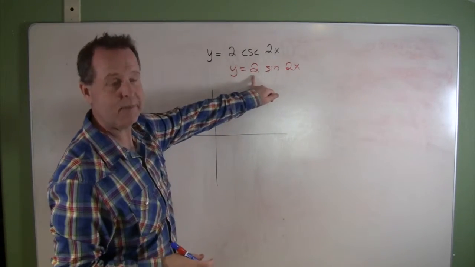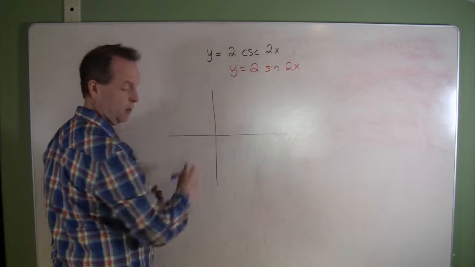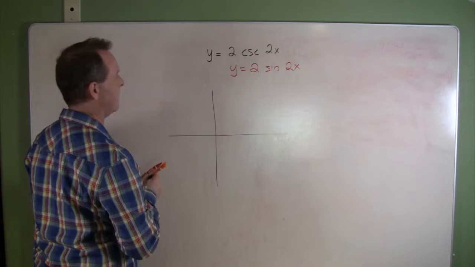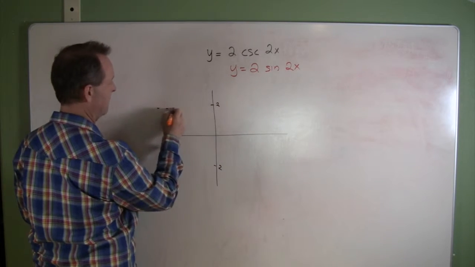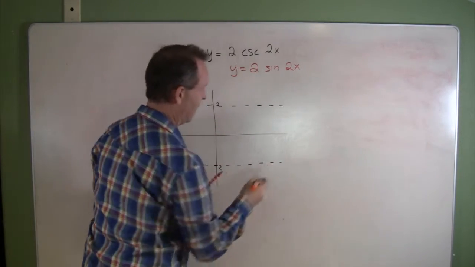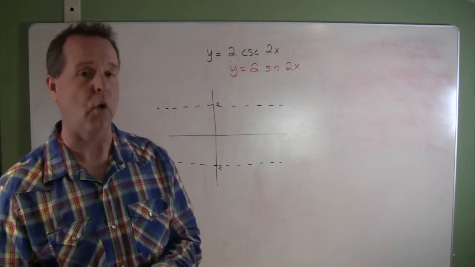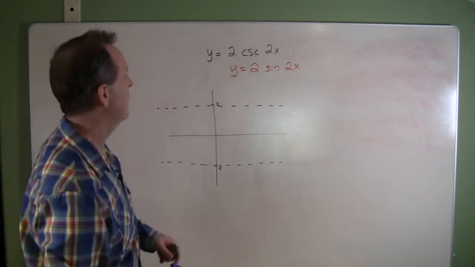So we already see what its amplitude is. We see that the highest point that graph is going to reach is at 2. So let me just gently mark that in there. 2 and negative 2 is its amplitude. Now I don't want those dashed lines to be confused with horizontal asymptotes. They're just there as little guideline markers.